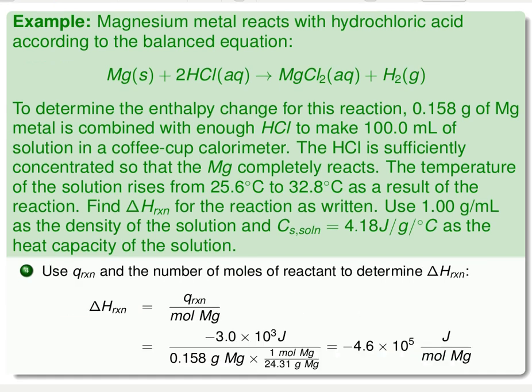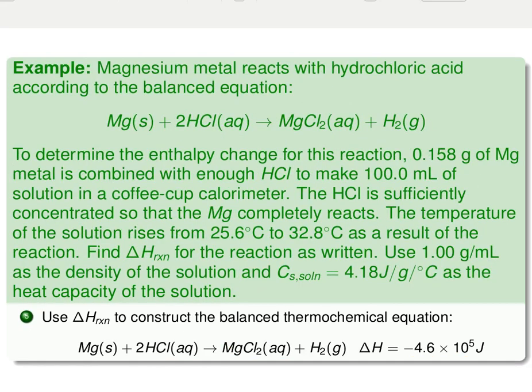And so to find our delta H of reaction, we are going to use the total amount of energy that was released during the course of the chemical reaction and divide it by the number of moles of reactant that we had present here. So in this case, we're going to take our initial mass of magnesium, divide by the molar mass, so grams magnesium cancels out, and then we're going to be left with a minus 4.6 times 10 to the fifth joules per mole of magnesium. So the last step is just to take this final value and plug it in to complete our balanced thermochemical reaction equation.